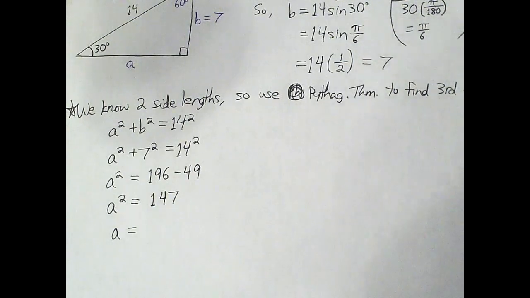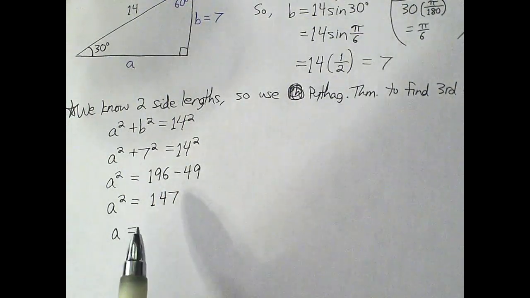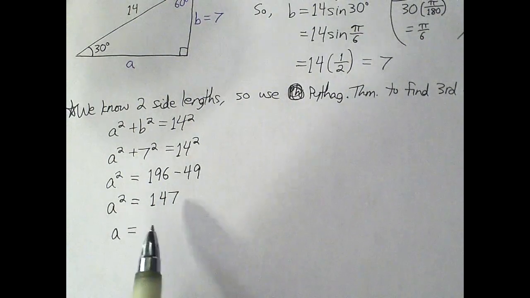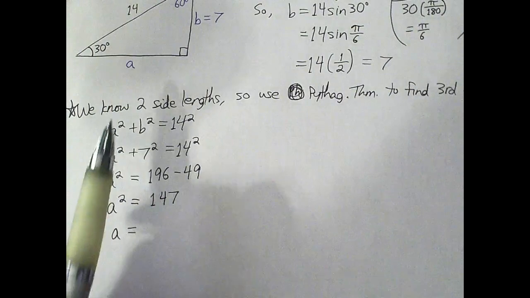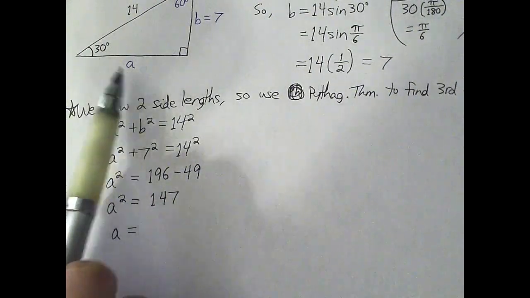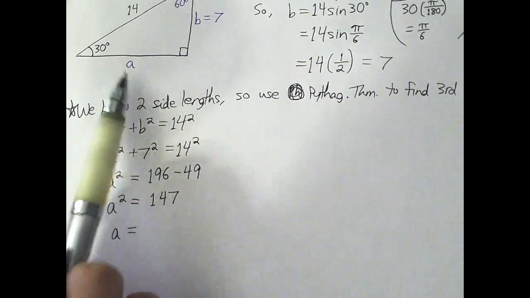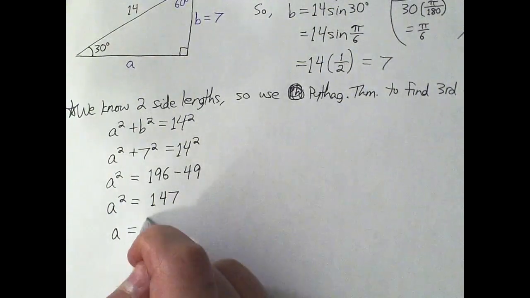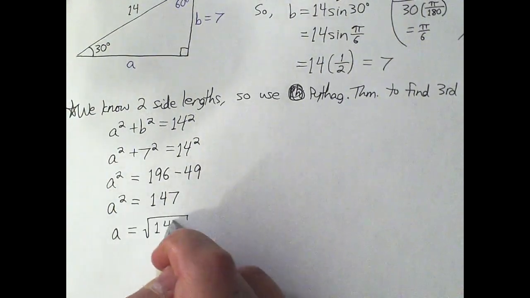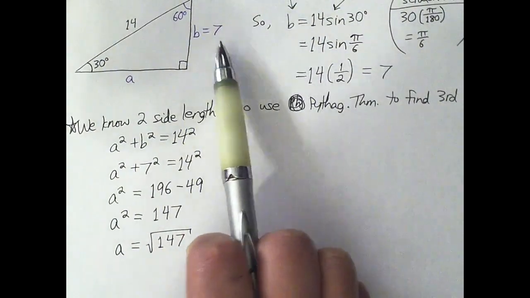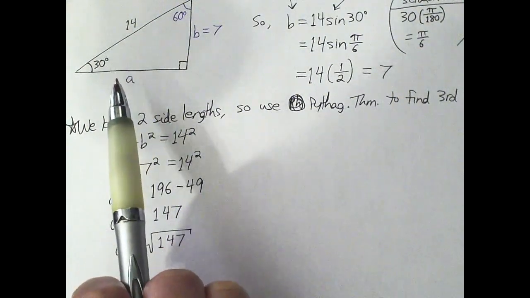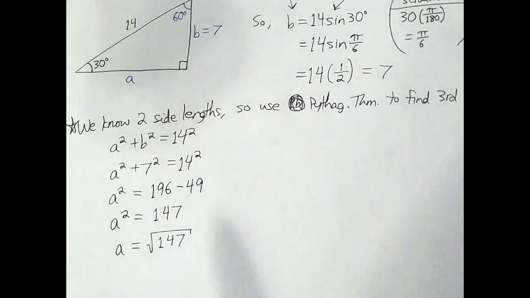If a squared is 147 and we want to solve for a, usually in a math class you would take the square root of both sides. And when you do that, you would usually get a plus or a minus symbol: plus or minus the root of 147. However, in this case, I know that a is the side length of a triangle, so it can't be negative. So I'm only going to write the positive case. We can't have a triangle where one side is 7, one side is 14, and the other is negative root 147. It has to be positive.